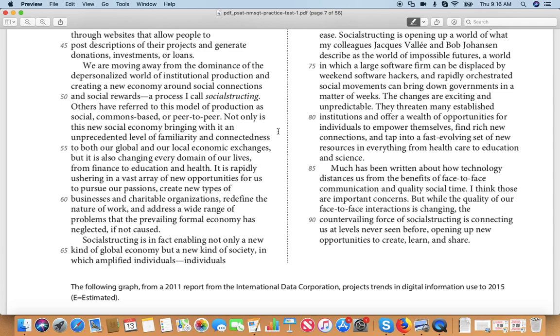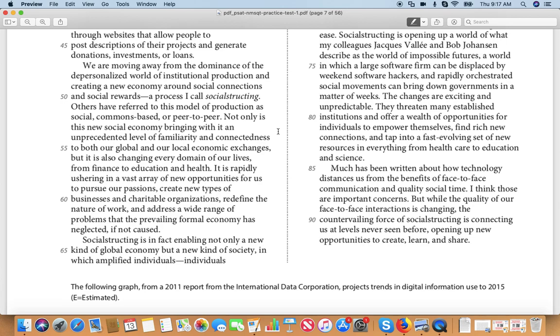It says we are moving away from the dominance of the depersonalized world of institutional production. There's a lot of big words there. Most you're familiar with, I suspect. That's a lot of language to chew on. First, what does dominance mean, Irene? I'm going to look it up. Yeah, go ahead. Power and influence over others. Yeah, just having a lot of power over someone else.